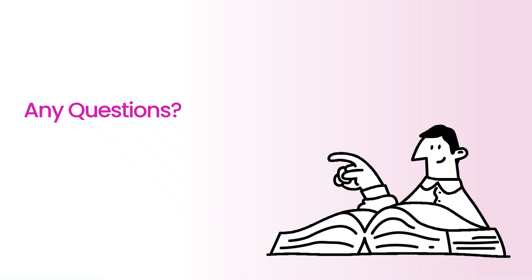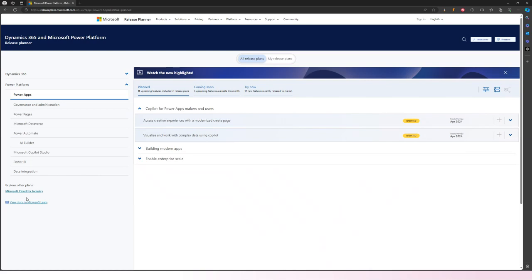Cool. So the one thing I wanted to go through in a little more detail, as I mentioned, is the release plan portal. You can get this from releaseplans.microsoft.com. Essentially this is Microsoft's interactive portal for all of the features to be released as part of this wave. You've got your categories on the left-hand side for the various subject areas, both for the Power Platform and for Dynamics 365. Each section then has planned, coming soon and try now.